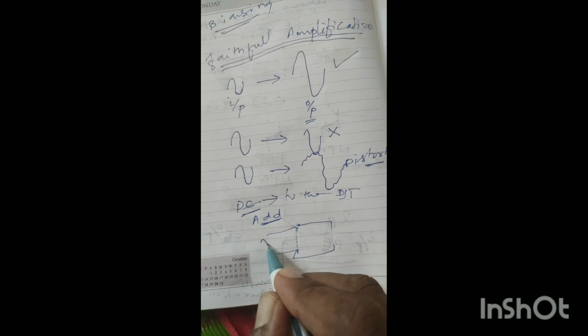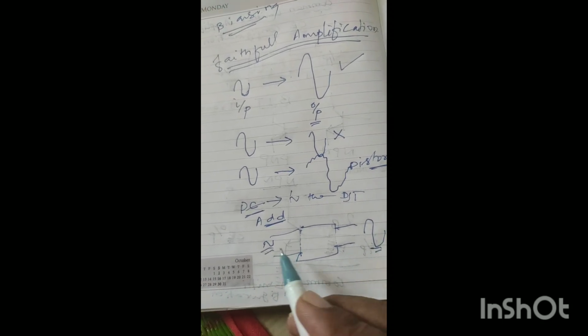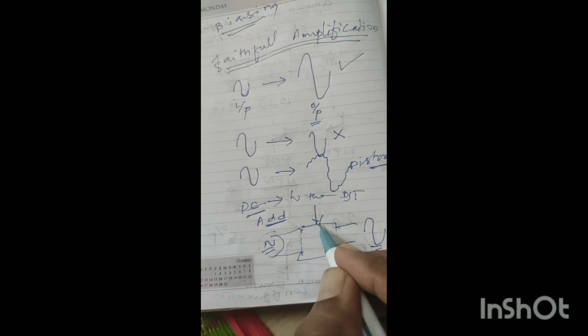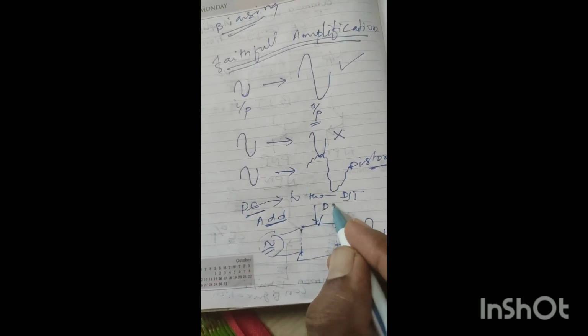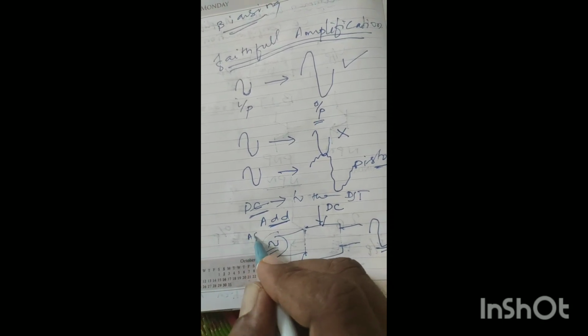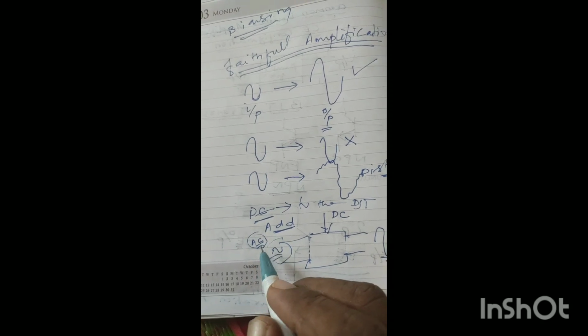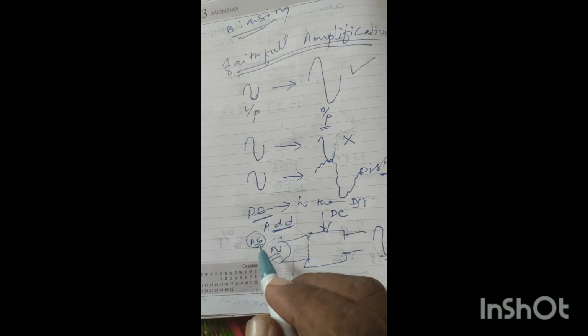See, the amplifier input is the weak signal. The amplifier output is the strong signal. So this is the input signal, this is the output signal. Apart from the input signal, we have to give one more input, that is a DC signal. This signal may be AC or DC. The input signal is almost always AC.